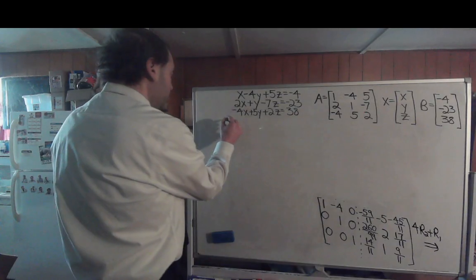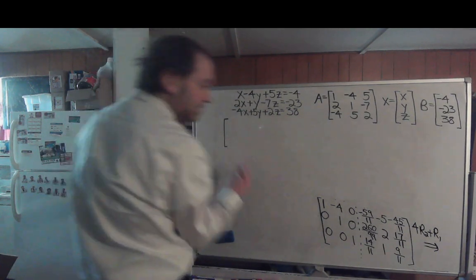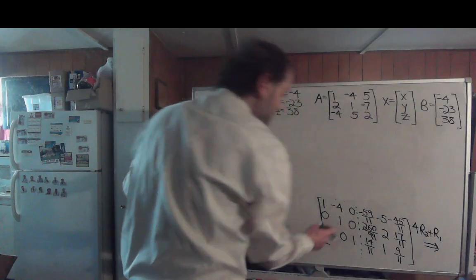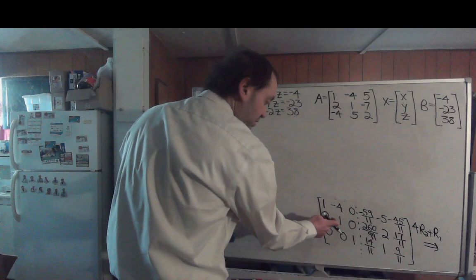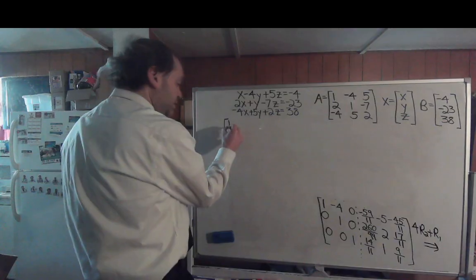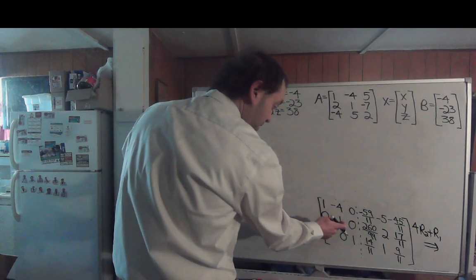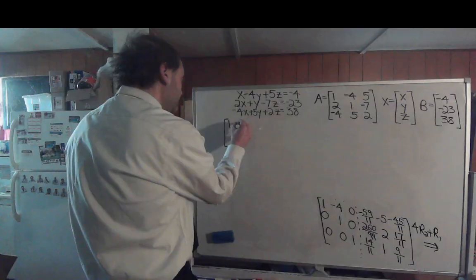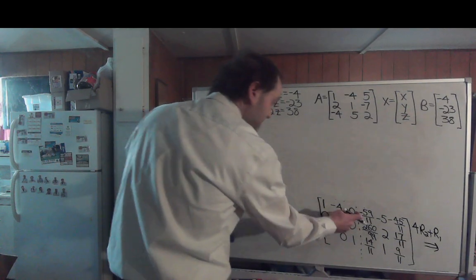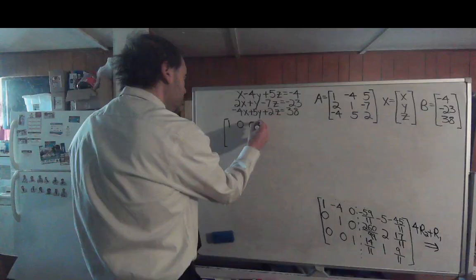Alright, so we're going to take 4 times row 2 and add it to row 1. Well, 4 times 0 is 0, plus 1 is still 1. 4 times 1 is 4, minus 4 is 0. 4 times 0 is 0, plus 0 is still 0.